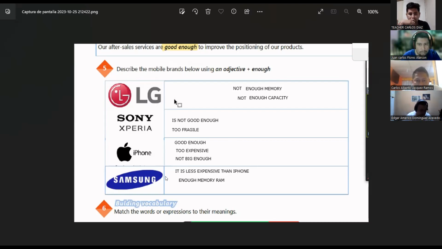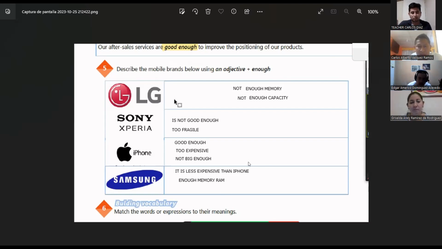Continue. The Samsung, it is less expensive than iPhone. Not good enough. Enough memory RAM. Enough memory. Okay, well, thank you. Good job. Thank you, mister.